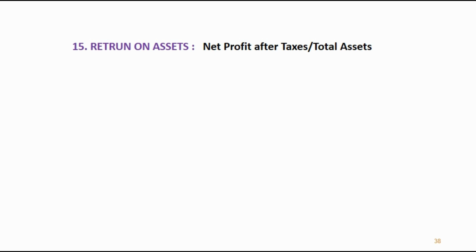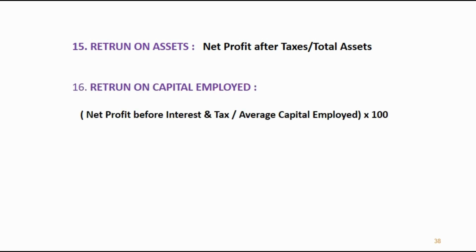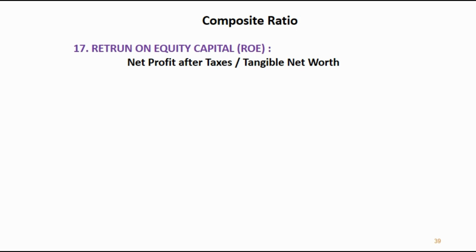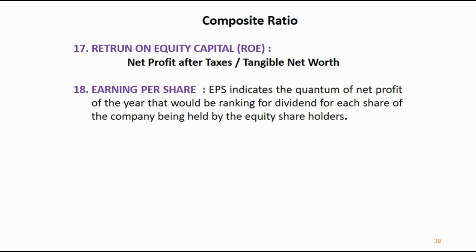Return on asset, net profit after tax divided by total assets. Return on capital employed, net profit before tax and interest divided by average capital employed into 100. Average capital employed is the average of the equity share capital and long-term funds provided by the owners and the creditors of the firm at the beginning and at the end of the accounting period. Composite ratio, return on equity capital, net profit after tax divided by tangible net worth.